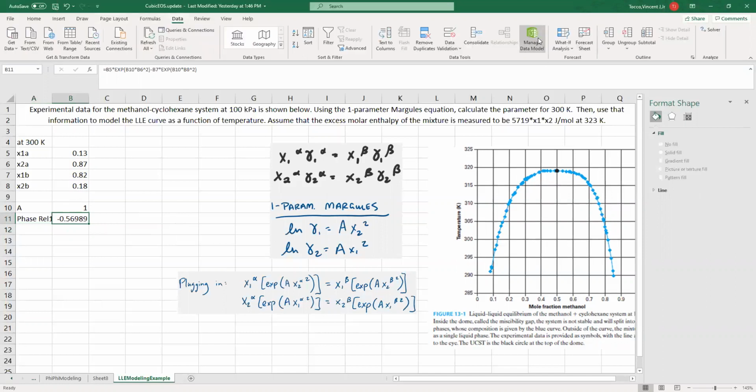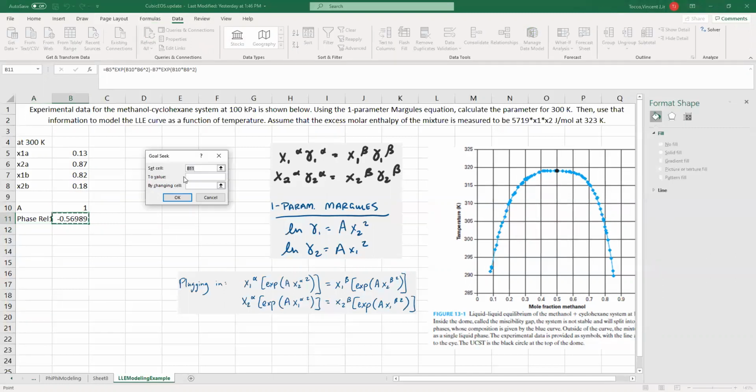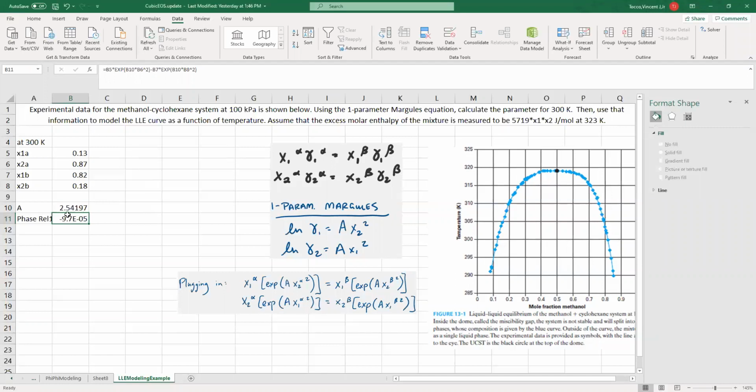So I'm going to data, what-if analysis, goal seek, set the value of this cell equal to 0 by changing my cell of A. I'll run goal seek and find A is equal to 2.54. Now notice I only used the one equation. I didn't use this other equation. So why didn't I use this other equation? Because I didn't need to. Remember, if I have one unknown, I only need one equation to solve for that one unknown.